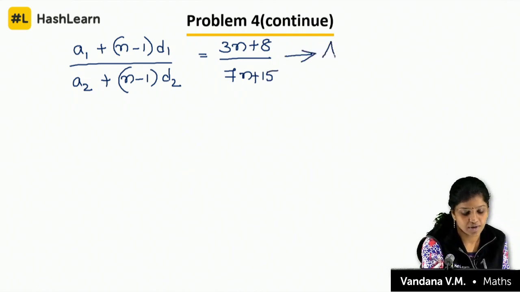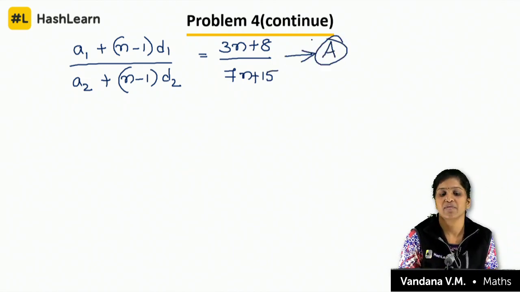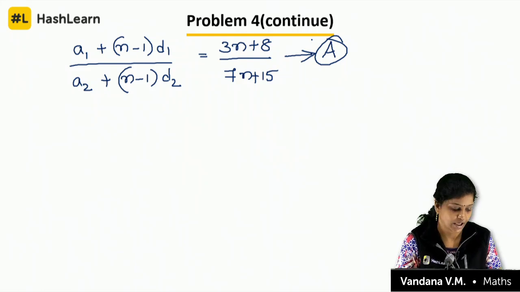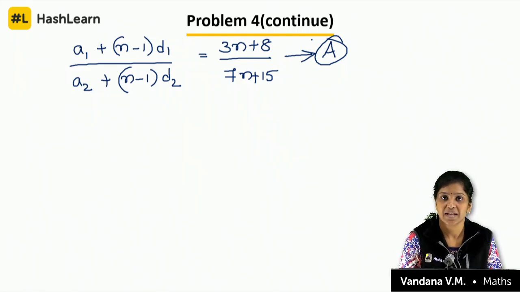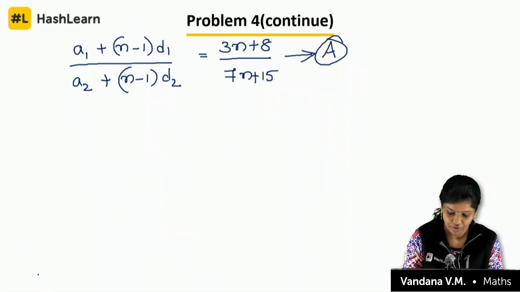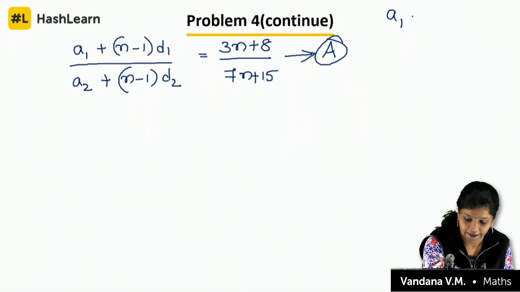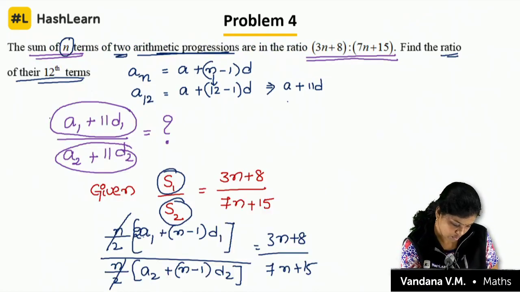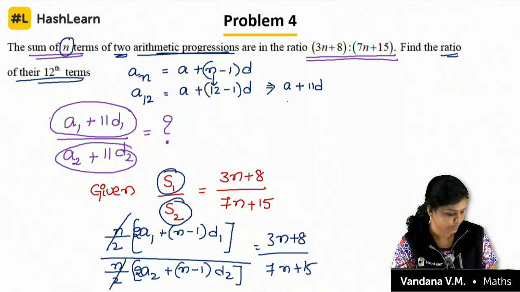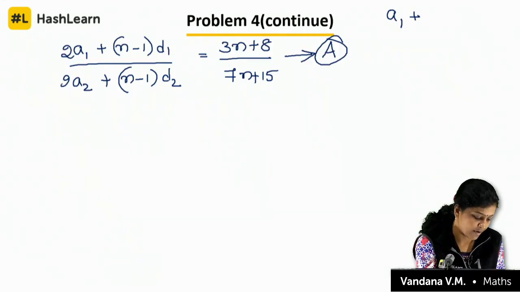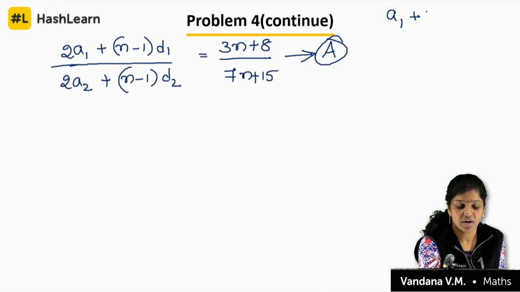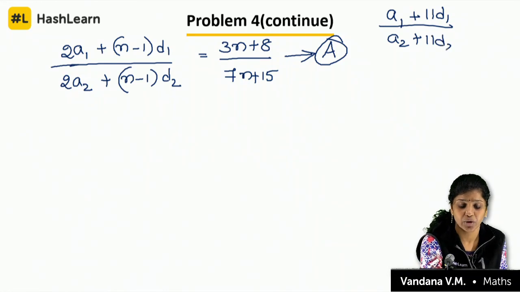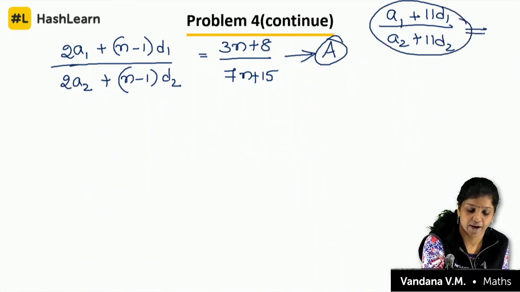Actually, I got stuck over here. Think what we have to find out. I have to find out a1 plus 11d1 by a2 plus 11d2. Just a minute children, it should be 2a1, no? 2a1 plus 2a2, fine. 2a1 plus (n minus 1)d1 is there, so a1 plus 11d1 by a2 plus 11d2 is this ratio I have to find out.